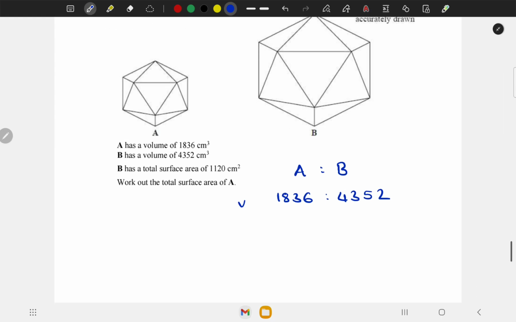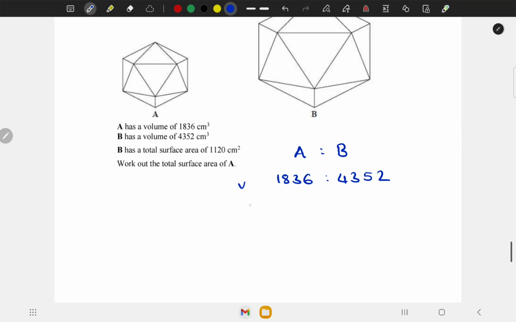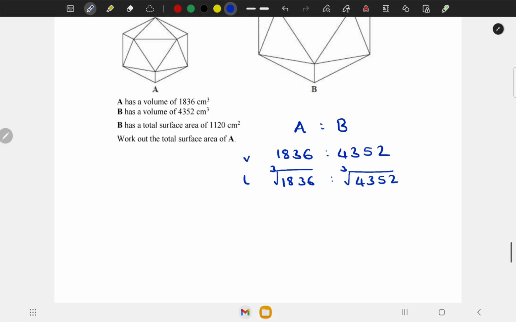This is the volume, okay? You need to find surface area. So what we're going to do first is look for the length scale factor. To find the length scale factor, you need to cube root this. Now, an easy way to remember is that volume is a cubic unit, right? So I'm going to start off by cube rooting this. So I have the cube root of 1836, and the cube root of 4352. That is the length scale factor.